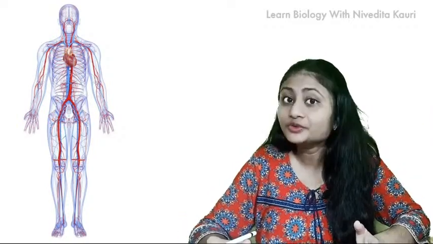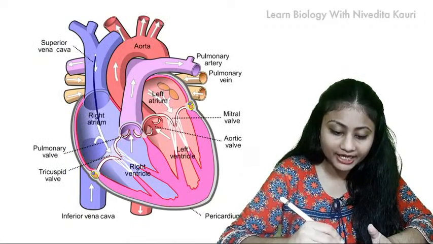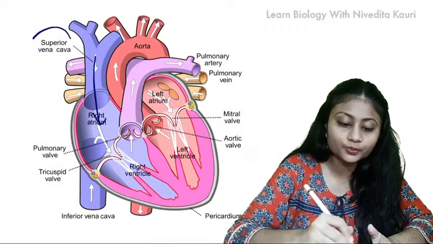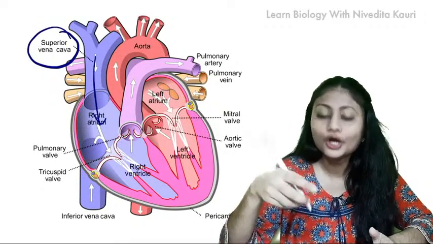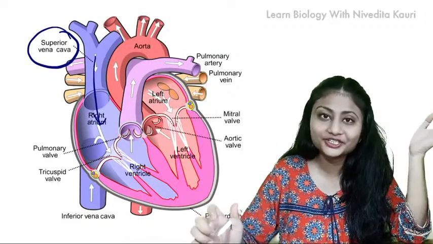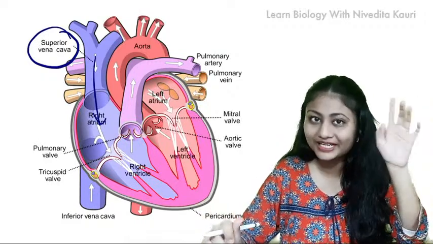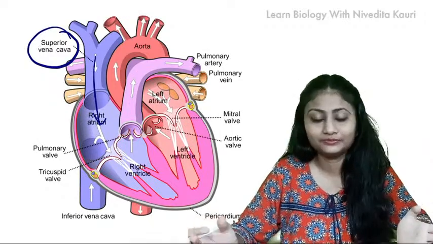Why? What do you think? See, blood is coming to the right atrium via the superior vena cava in the direction of gravity. Do you think that blood will go upwards against the direction of gravity? No, right? So, there is no need of a valve and there is no valve.